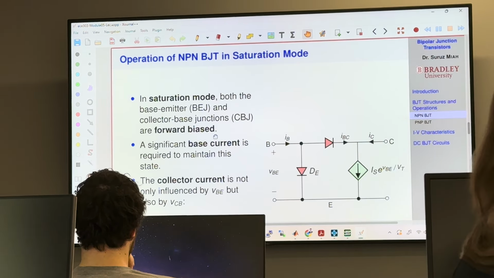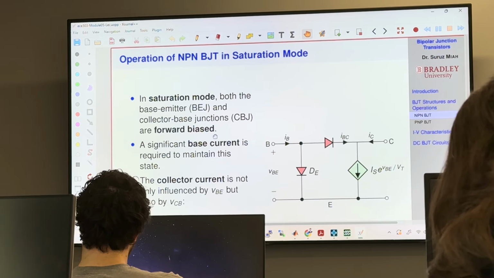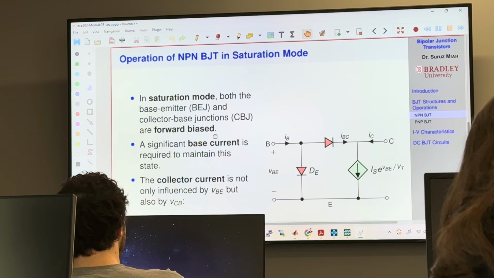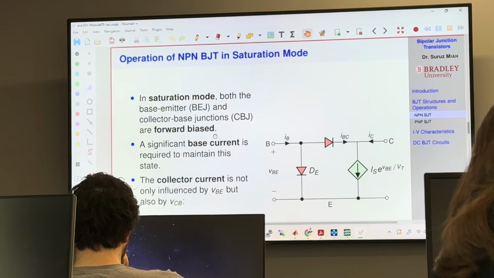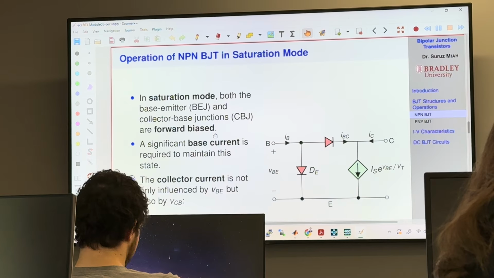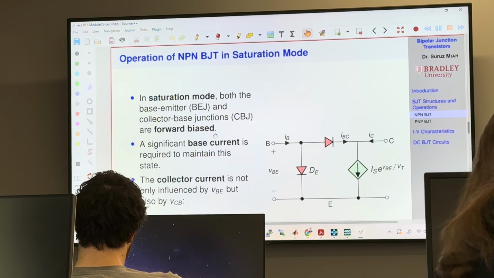Make sure, please pay attention, make sure you understand the operating principle of BJT. If you do not know the operating principle, how to operate your machine, then you don't understand, then it's going to be hard to make use of this transistor to solve another application. So make sure you guys understand the operating principle, how it works.